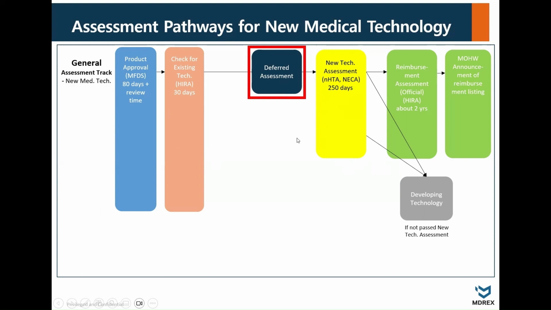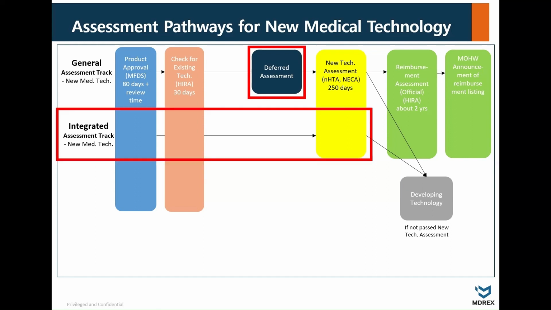And there are a lot of steps to take, a number of authorities involved here. Therefore, to shorten the time, an integrated assessment on new medical technology has been introduced. This means product approval, existing technology check and NHTA are all done concurrently. Processing time follows the longest time among those, which is NHTA, 250 days. However, note that if the product approval review by MFDS is prolonged, this integrated assessment will also be delayed. This track is eligible for those medical devices whose intended use is aligned with the purpose of new medical technology, only when those two are the same.